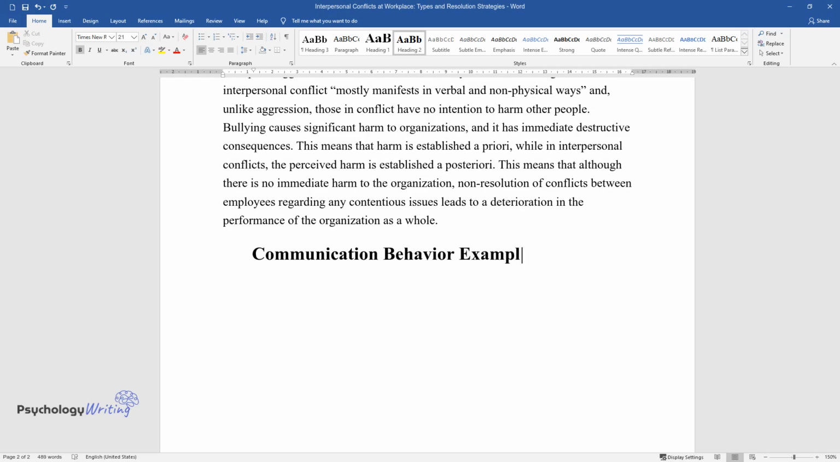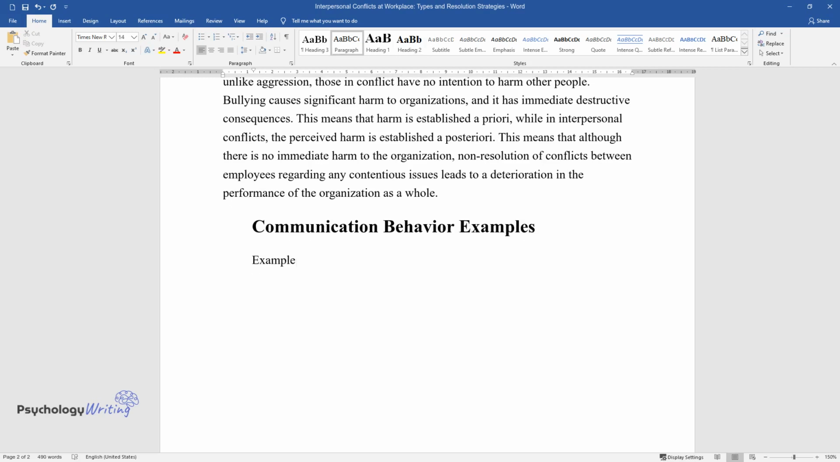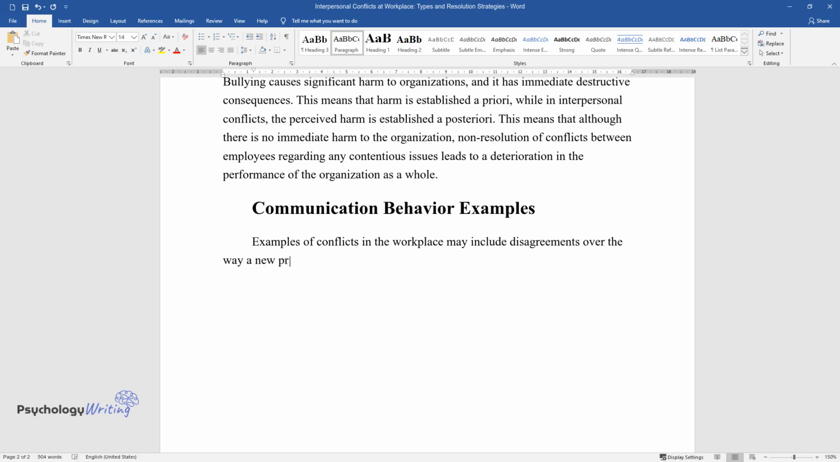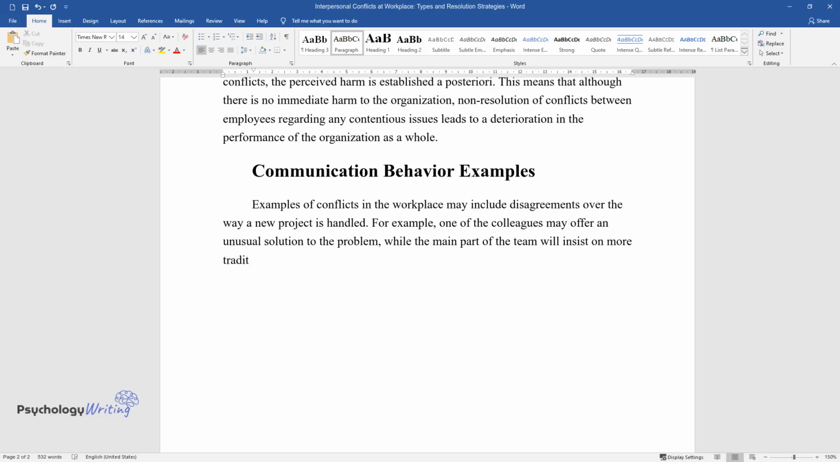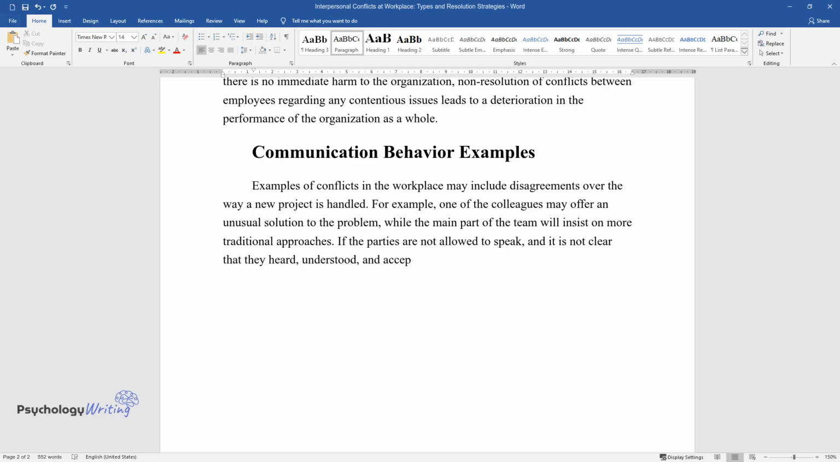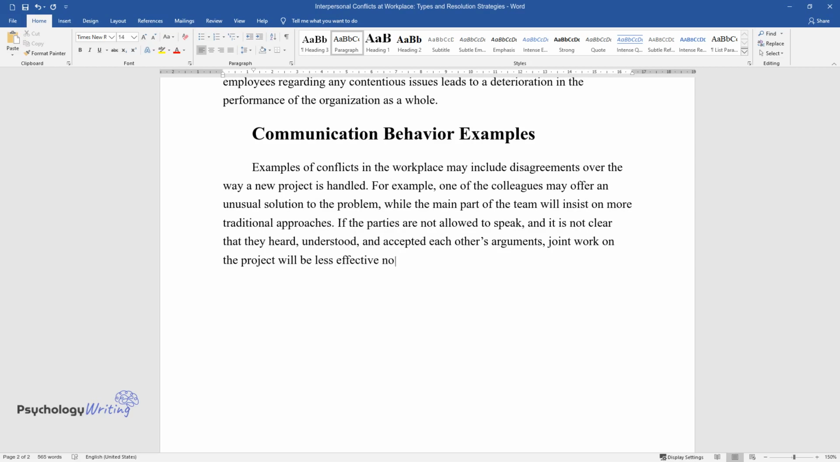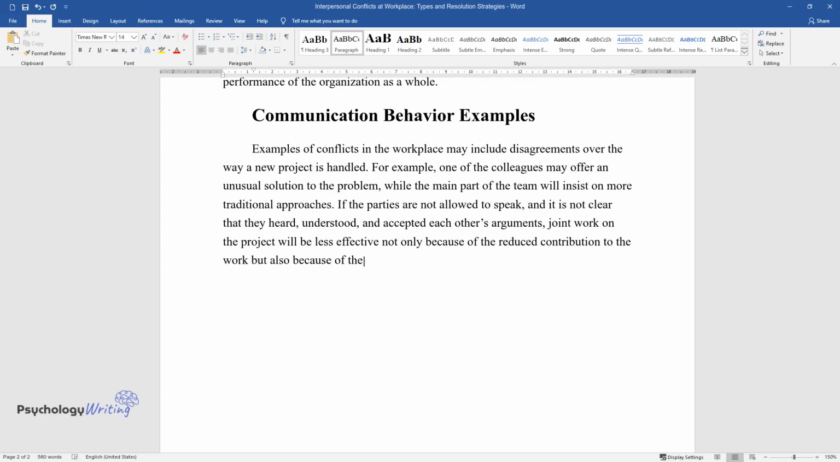Communication behavior examples. Examples of conflicts in the workplace may include disagreements over the way a new project is handled. For example, one of the colleagues may offer an unusual solution to the problem, while the main part of the team will insist on more traditional approaches. If the parties are not allowed to speak, and it is not clear that they heard, understood, and accepted each other's arguments, joint work on the project will be less effective not only because of the reduced contribution to the work but also because of the tense emotional situation.